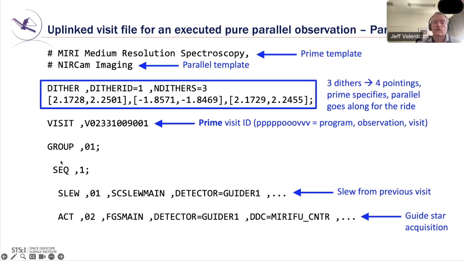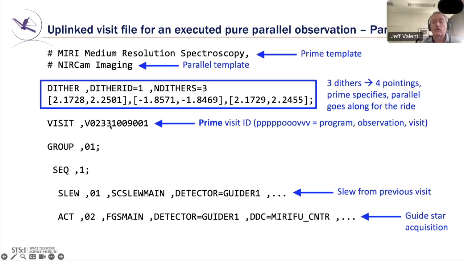And this is all the good parts that are relevant for us in 2 slides here. So there's a comment at the top that says the prime is medium resolution spectroscopy, and the parallel, which we happen to know is a pure parallel, but it could have been a coordinated parallel or a calibration parallel, is NearCam imaging. There's a definition of the dither pattern at the top. It says n dithers equals 3, which actually means 3 dithers, 4 pointings, because there's the first pointing, 1 dither, second pointing, 1 dither, and so on.